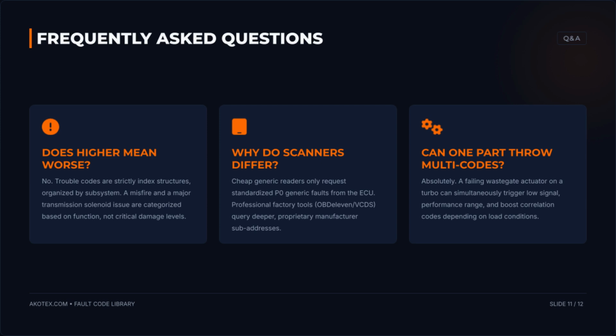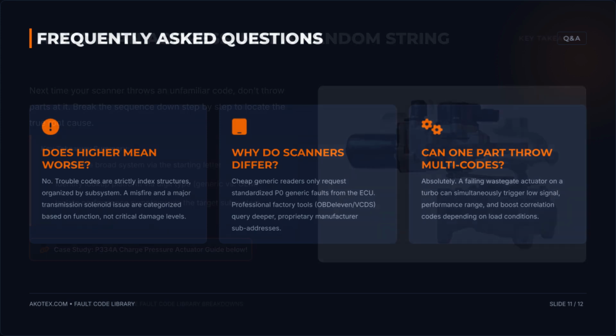And can one physical part trigger multiple different codes? Yes, extremely common with actuators and sensors. A single failing wastegate actuator, for example, can trigger different fault indexes depending on whether it's failing at startup, under load, or intermittently. Which is part of why understanding the structure pays off so much more than memorizing single codes.